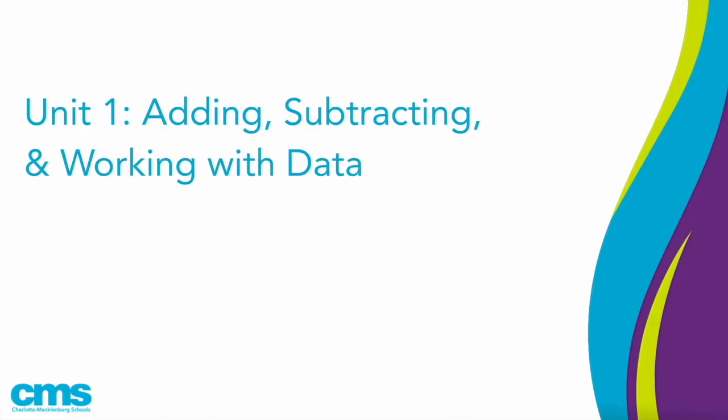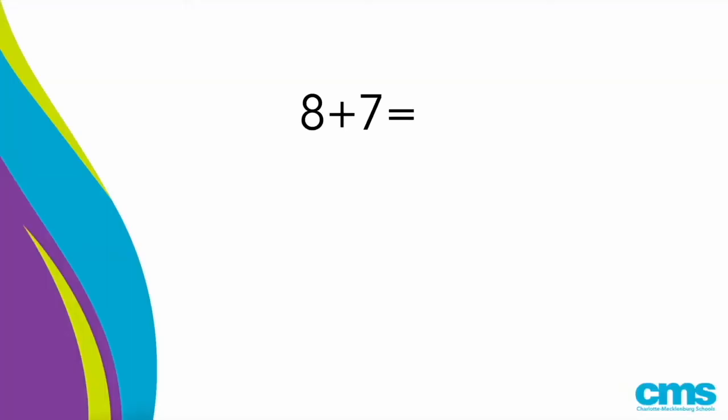Let's take a peek at what this looks like. In the first section of Unit 1, students use what they know about the relationship between addition and subtraction to find the missing values in the equations. These are the same strategies that they learned in 1st grade, such as making a 10, counting on, and counting back, to add within 50 and subtract within 20.